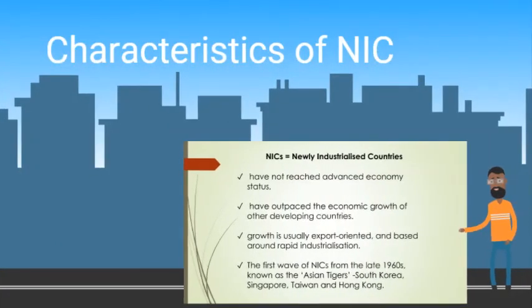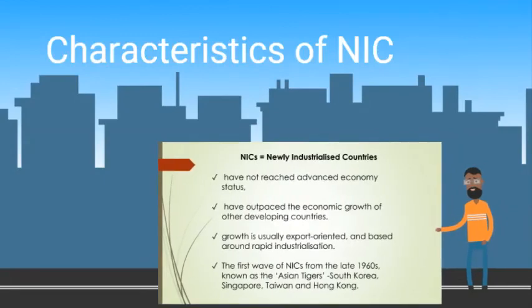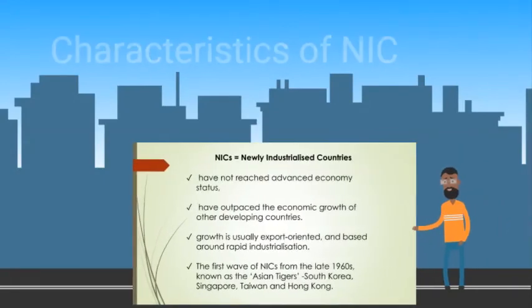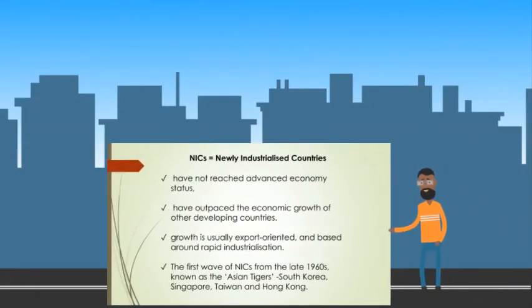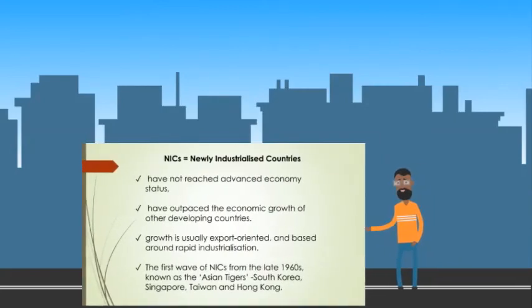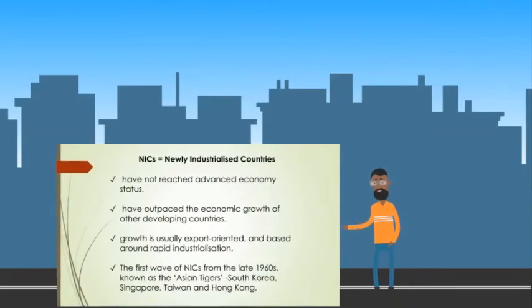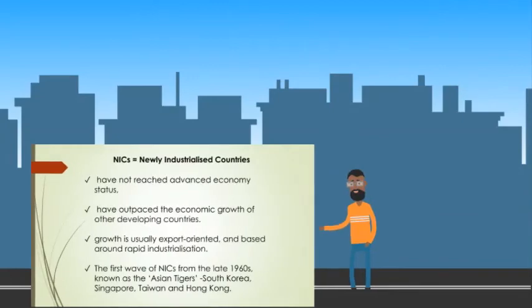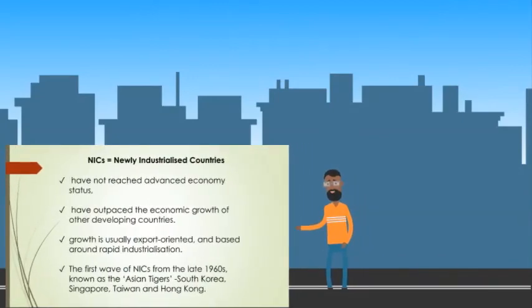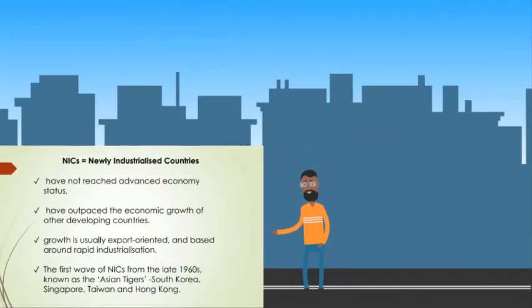NICs, newly industrialized countries, have not reached advanced economic status but have outpaced the economic growth of other developing countries. Growth is usually export-oriented and based around rapid industrialization. The first wave of NICs from the late 1960s is known as the Asian Tigers: South Korea, Singapore, Taiwan, and Hong Kong.